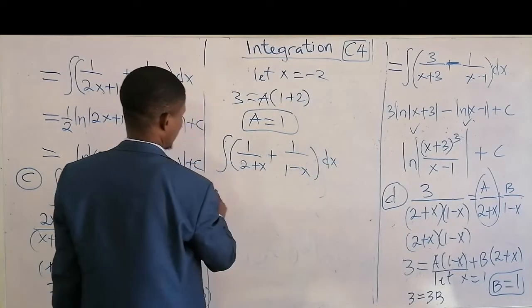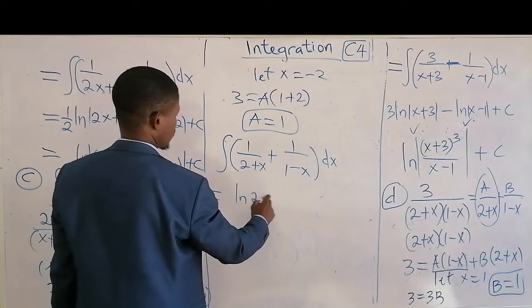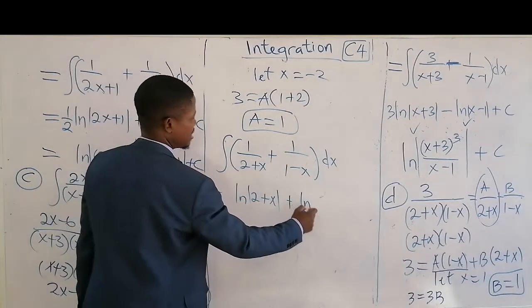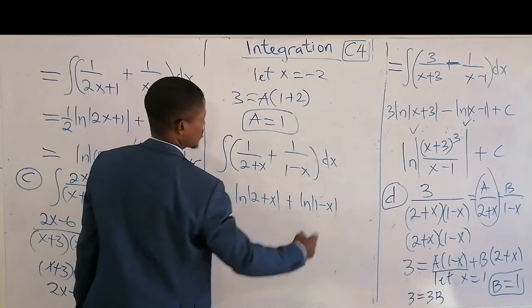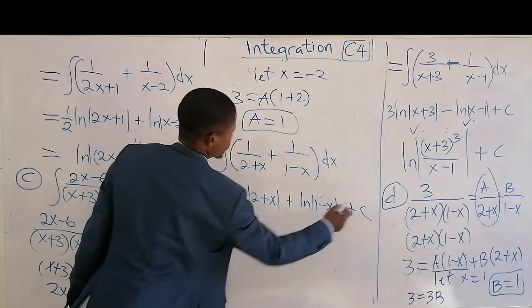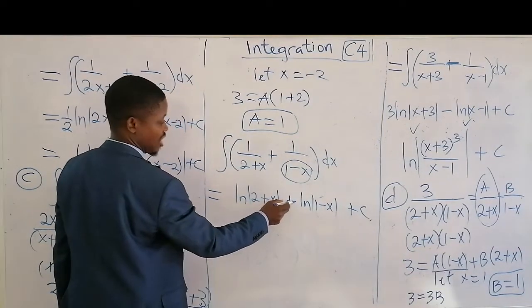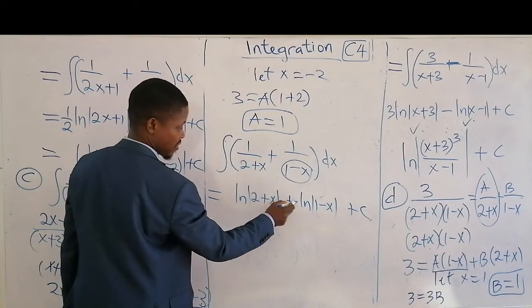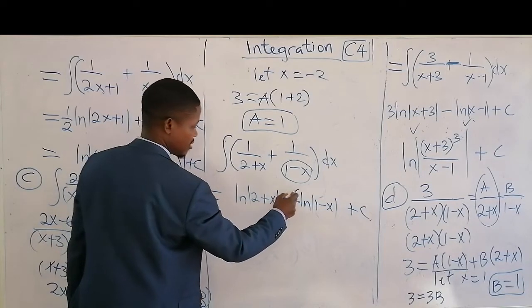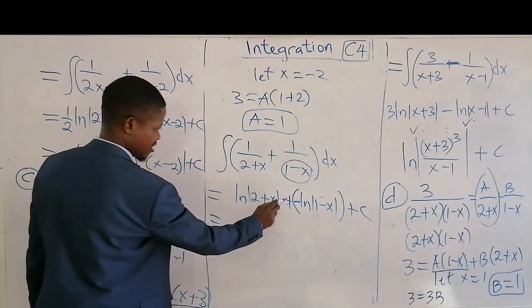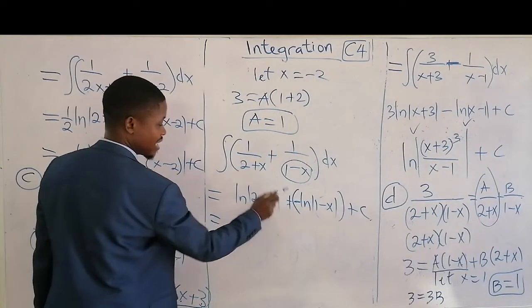dx. So the answer will be what? ln 2 plus this, okay, then plus ln of 1 minus x, okay, then plus c. But don't forget, the derivative of this one is minus 1. So you're going to change this so that it will be times minus. Okay, I'm going to put the minus here, times minus. So that will change this plus times minus, that's minus.